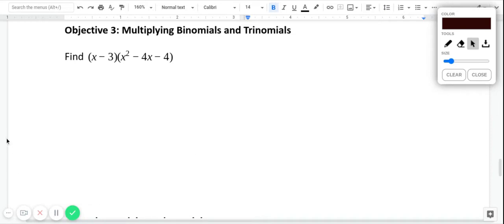I think the method I'm going to show you is the distributive method, which was the first one that we talked about. But if you like the table method, then try the table method and see if your answer matches mine, and it should. So I'm going to distribute this one. I'm going to take x times this whole polynomial, and then -3 times this whole polynomial. So I'm going to write that out.